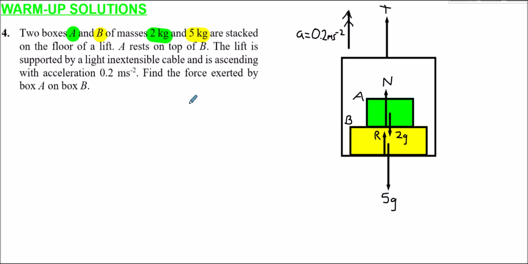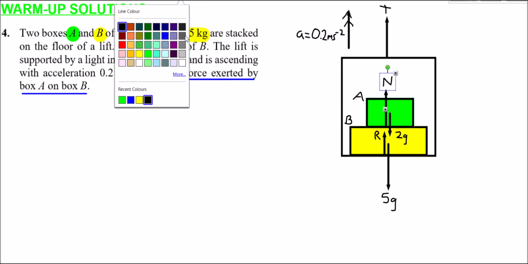And so what I'm saying here is because A and B are only interacting together with the N force, this normal reaction here. So essentially, if B is providing this force of N upon A, then A will exert an equal and opposite force on box B, which will be the same magnitude as N. And so, about finding the force exerted by box A on box B, all we actually need to do is to find this N force, this normal reaction force.